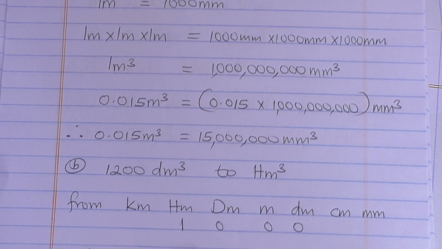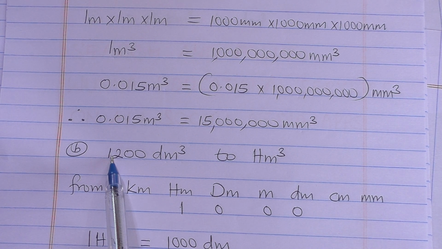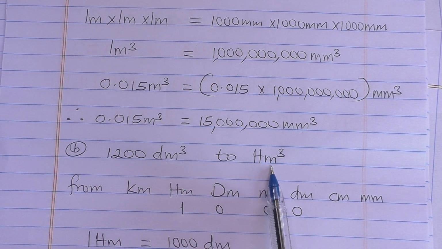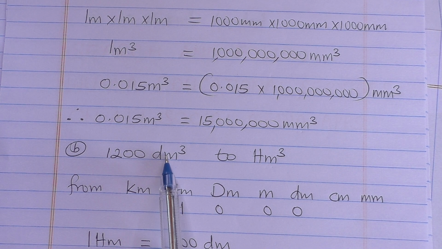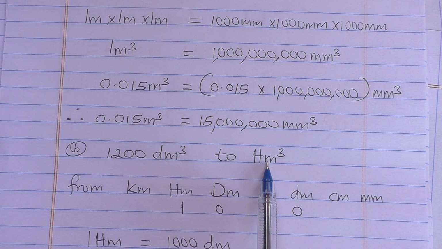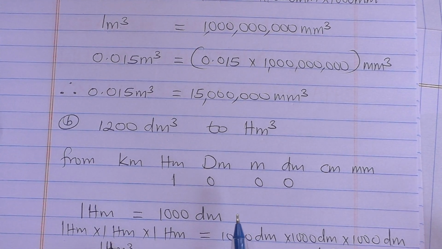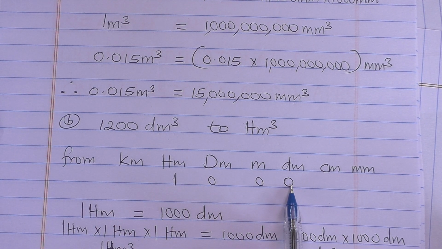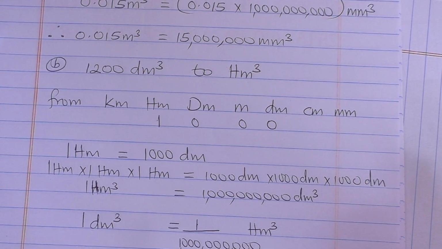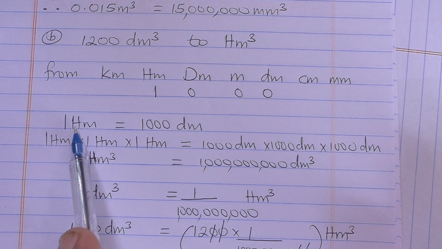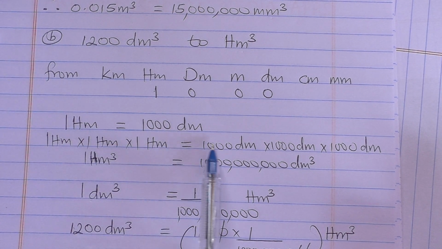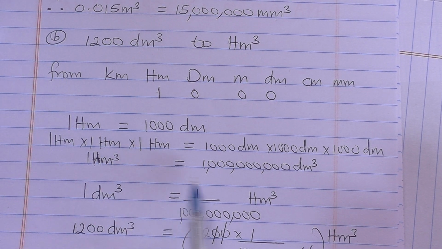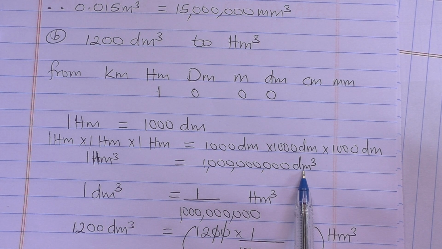Part B, we are told to convert 1,200 decimeters cubed to hectometers cubed. So in this example, we are changing from a smaller unit to a bigger unit. And therefore, we very well know that 1 hectometer is equivalent to 1,000 decimeters. And since we are converting units of volume, we shall cube both sides by multiplying 3 times, hence giving us 1 hectometer cubed being equivalent to 1 billion decimeters cubed.